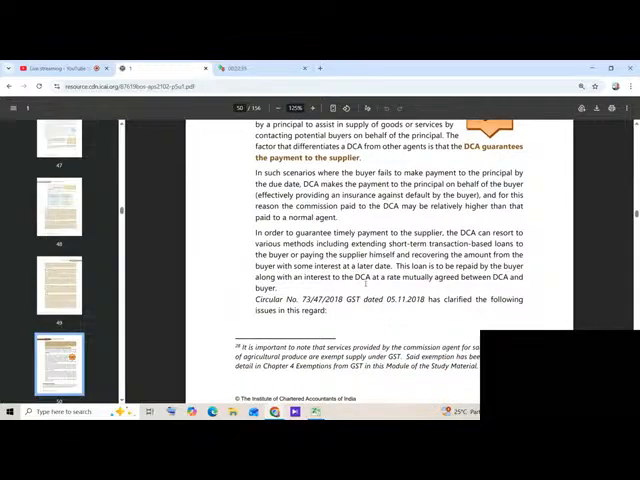In order to guarantee timely payment to the supplier, the DCA can resort to various methods, including extending short term transaction based loans to the buyer or paying the supplier himself and recovering the amount from the buyer with some interest at a later date. This loan is to be repaid by the buyer along with the interest to the DCA at a rate mutually agreed between DCA and the buyer.